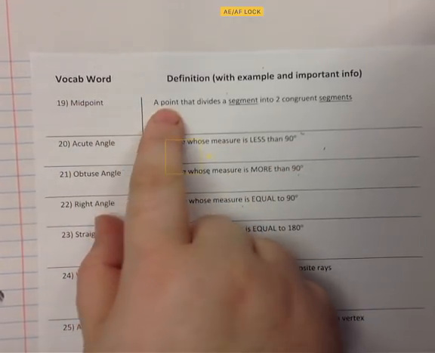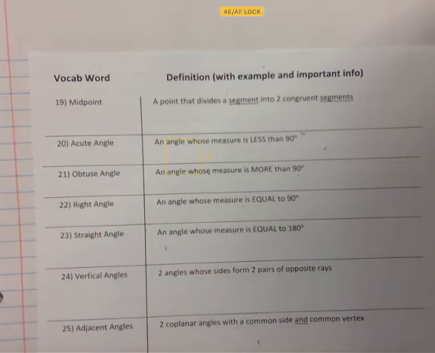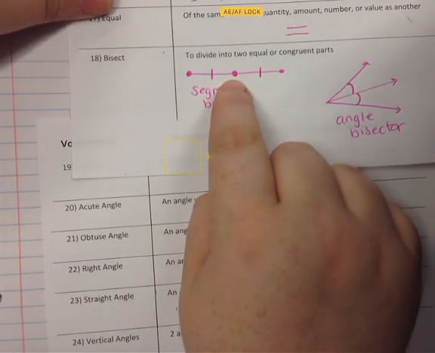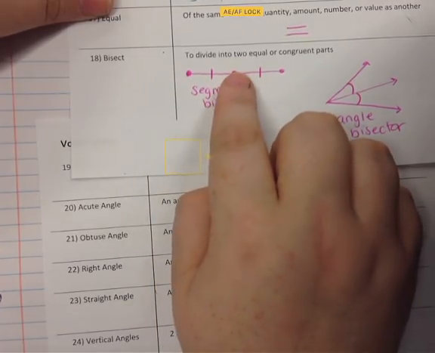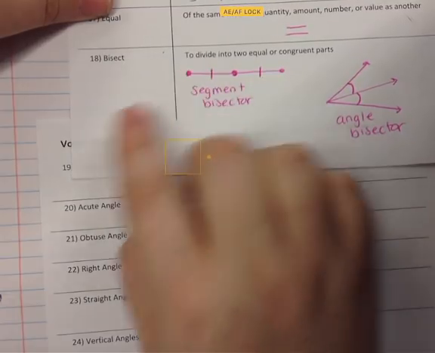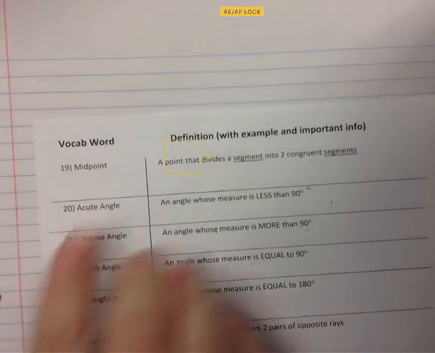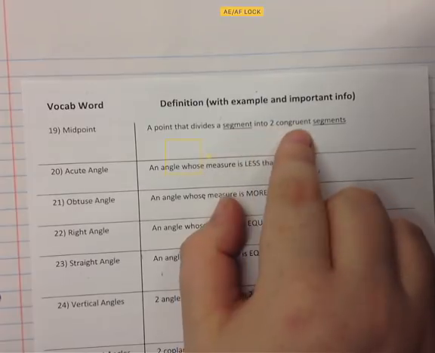Midpoint means you have a point in the middle. So it looks just like segment bisector. If we were to look at segment bisector, coming back to here, this point right here would be considered your midpoint. A midpoint is the point in the middle of a segment. You cannot have a midpoint for an angle. So a midpoint is a point that divides a segment into two congruent segments.